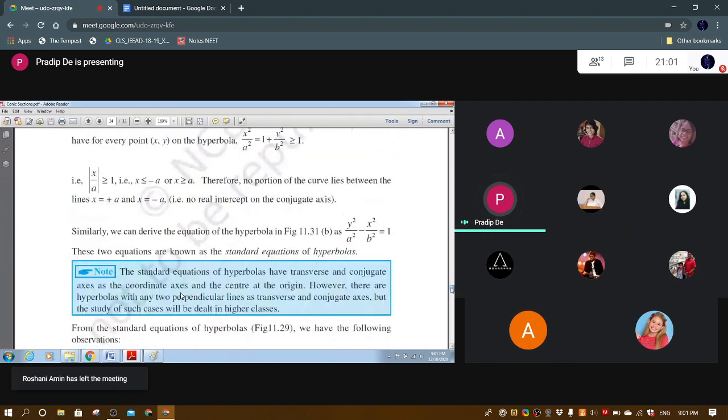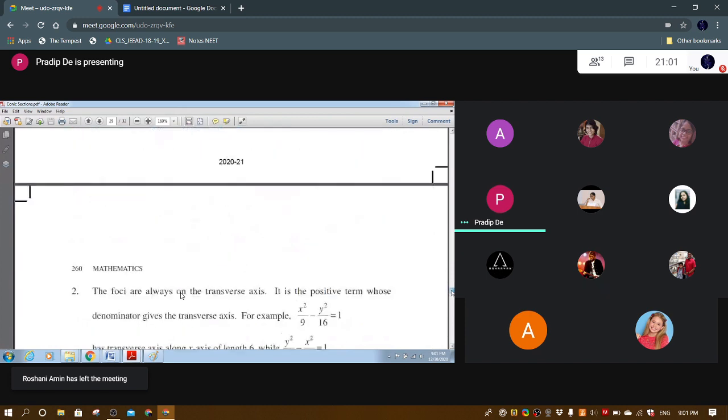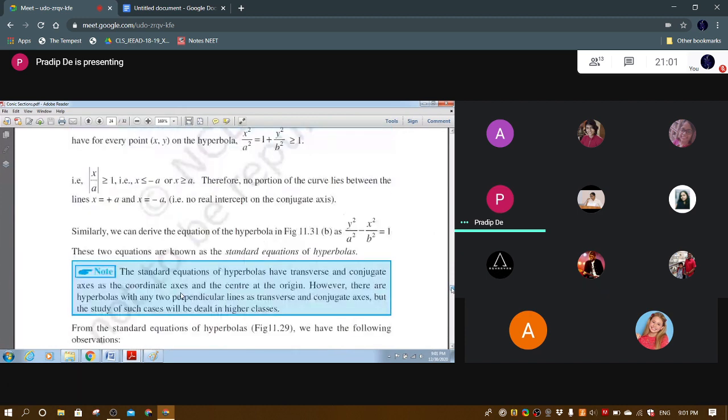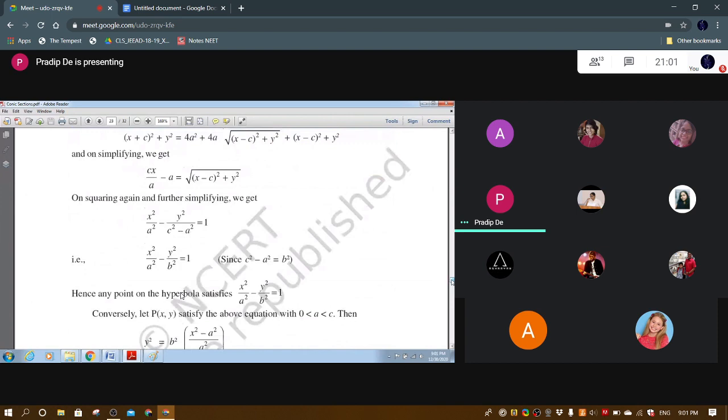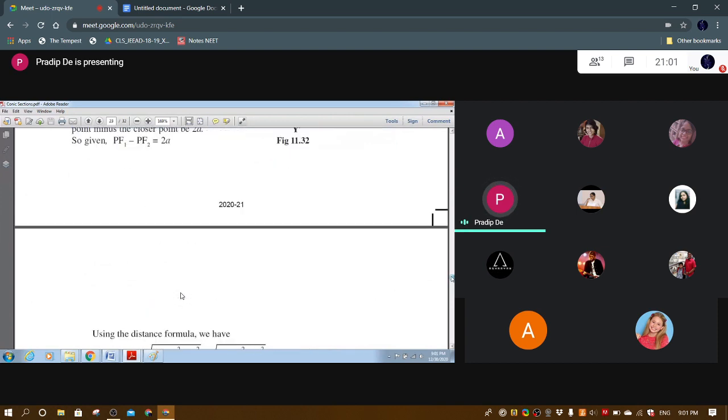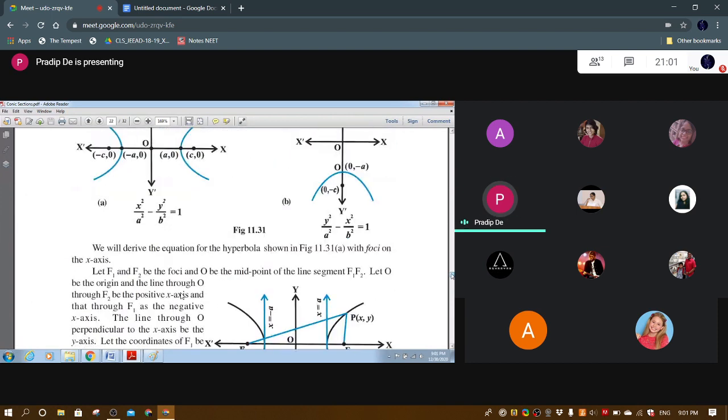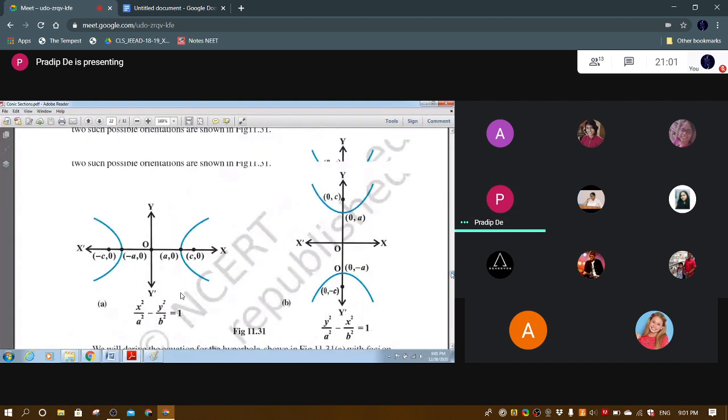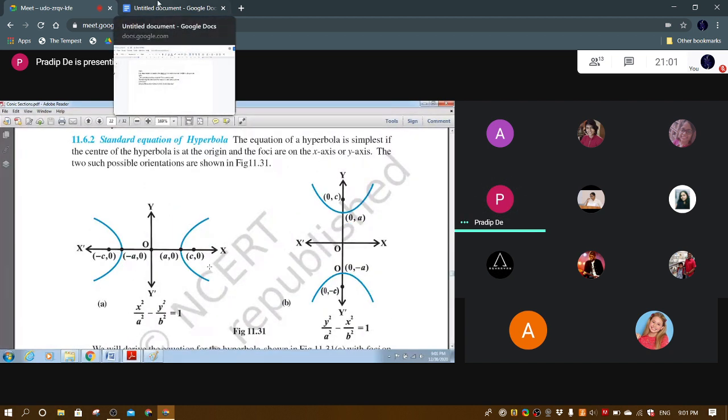There's no complete diagram here, so I'm looking for one diagram in which everything is given. Otherwise, don't worry, I'll discuss in the next class. Not labeled properly.